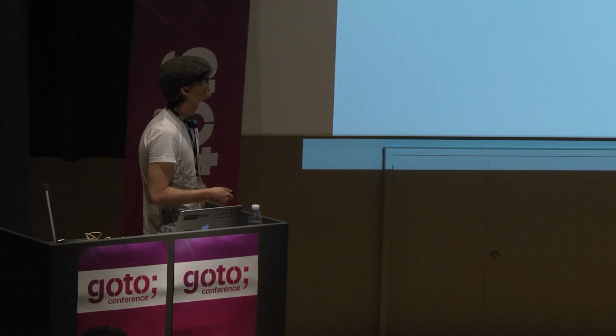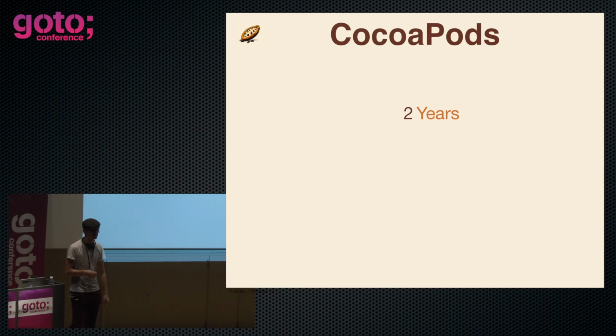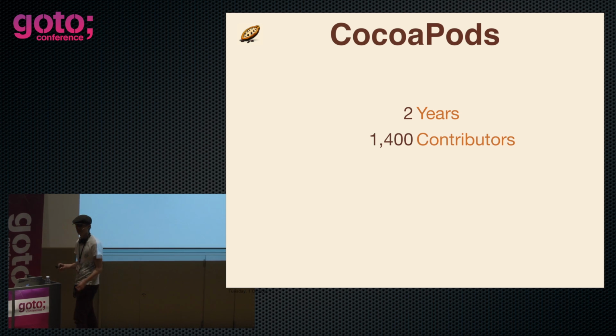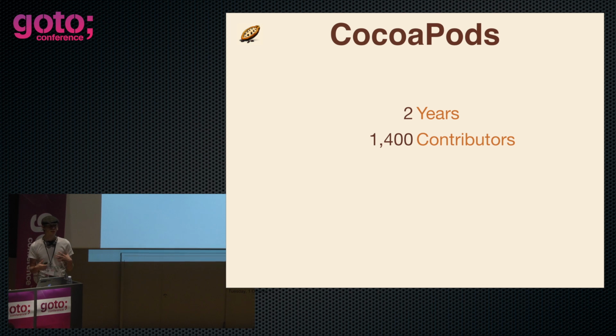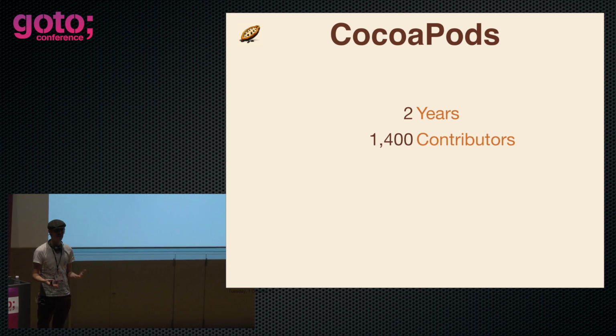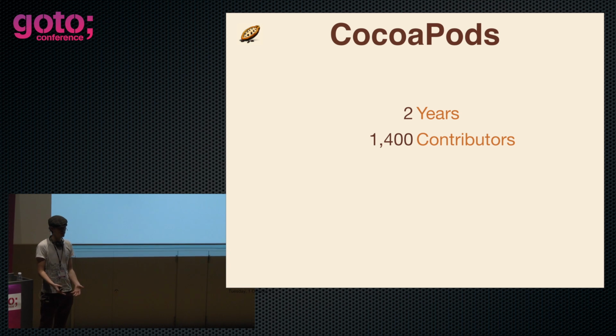So CocoaPods is now 2 years old. We're getting to be quite a mature project. In terms of open source projects, we've got an awful large amount of contributors, 1,400. This ranges from people just saying, you should make a tiny edit to this dependency, to someone submitting an entire pull request that takes 6 months to merge.